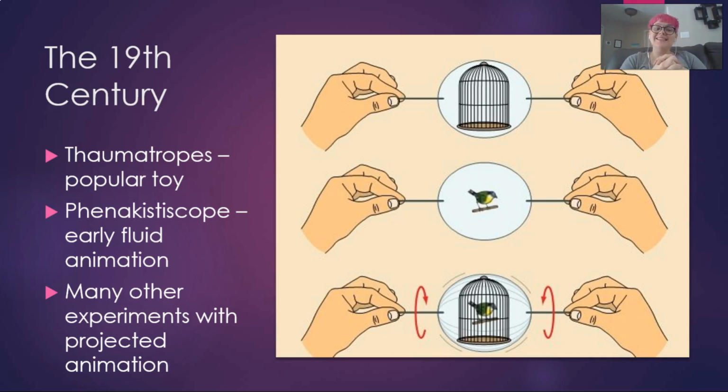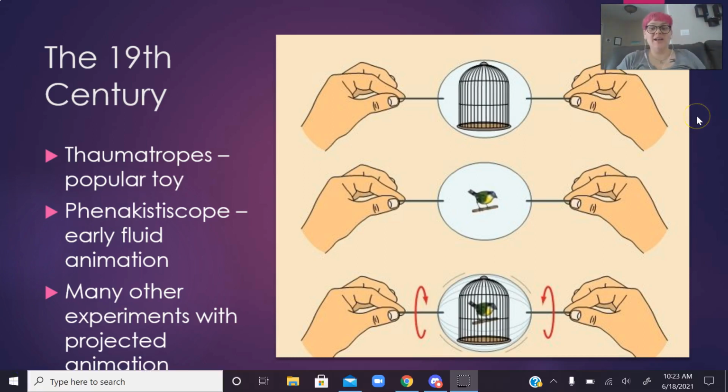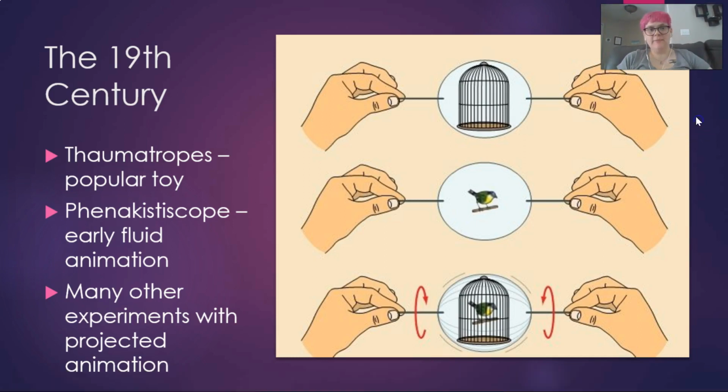Also the phenakistoscope, which was kind of the first invention that enabled fluid animation. So in the 18th century, there were a lot of experimental projects about trying to get projected animation because it was a lot easier to create a moving fluid animated image than it was to try to capture moving people because of camera technology at the time.